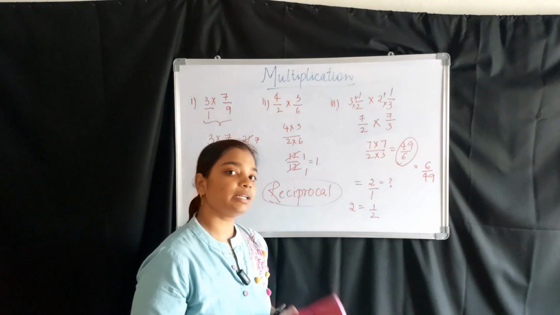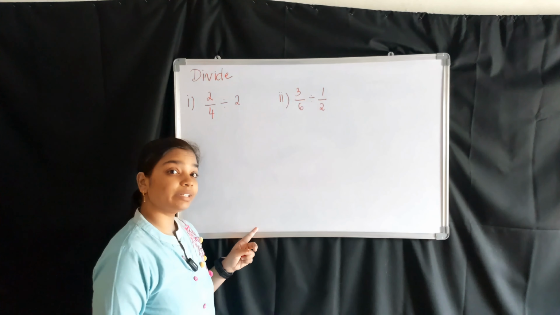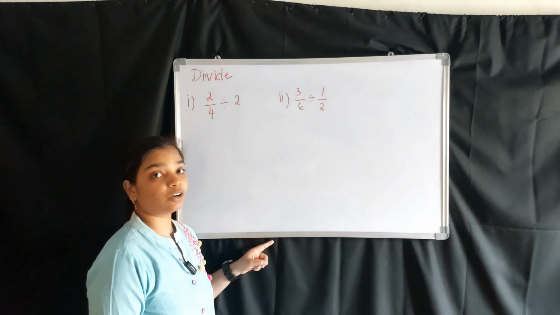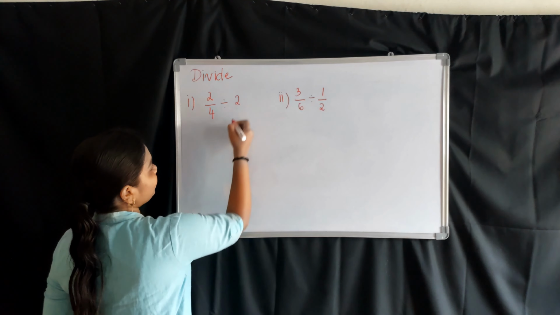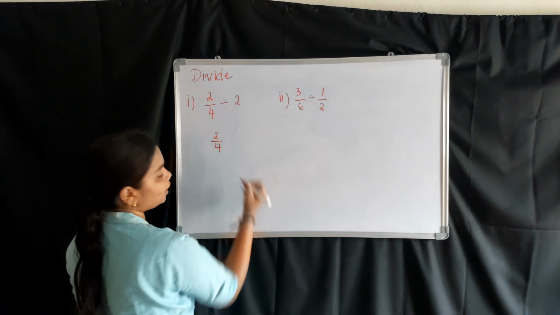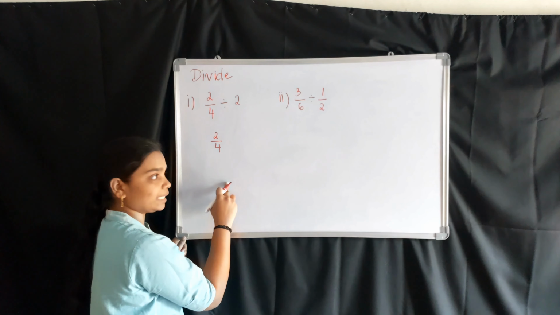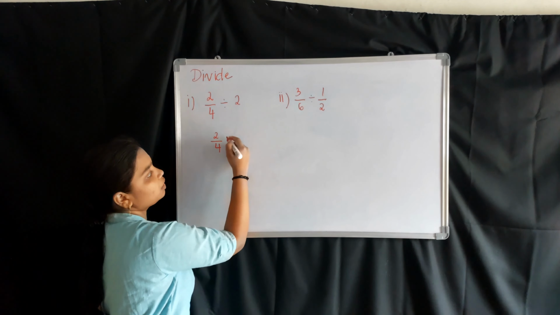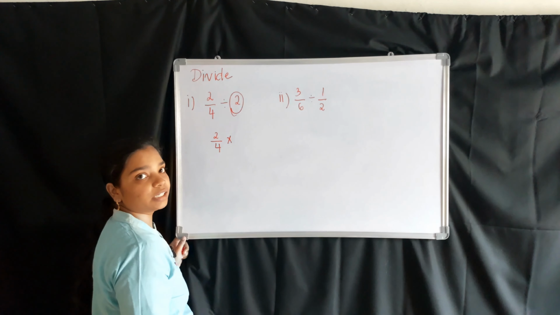Now let's see the division part. Before moving on to division, we discussed reciprocal because we are going to use that process here. So in division, you just have to take the reciprocal and multiply. That means write the first term as it is. Instead of division, make it multiplication. Write the reciprocal of the second term.